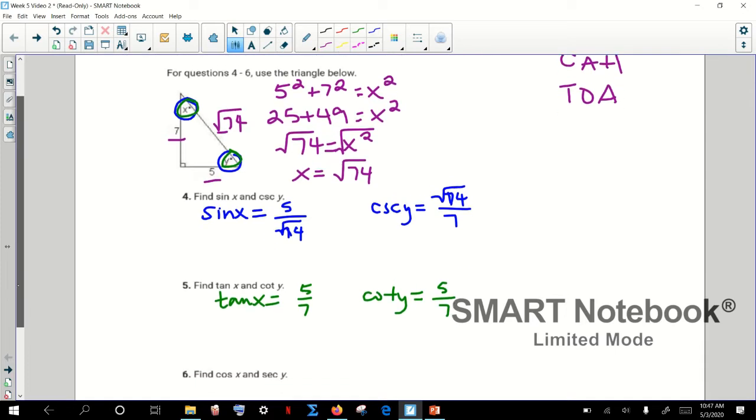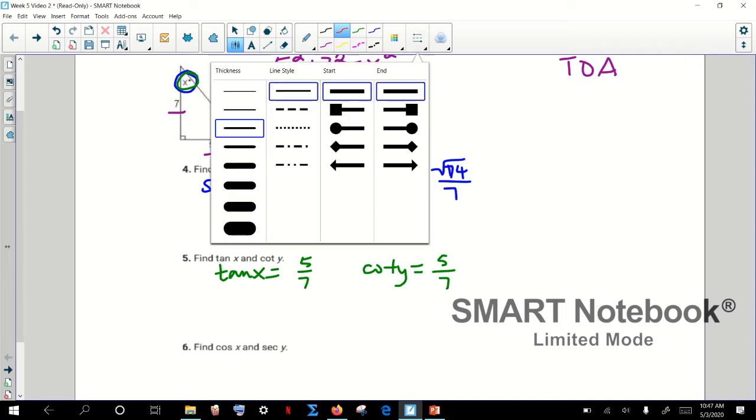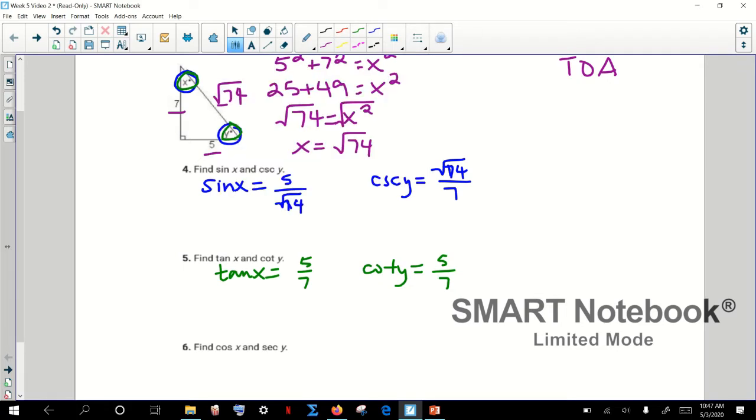Now let's go ahead and do our third and final example on this problem. We're going to find the cosine of x. Remember, cosine is adjacent over hypotenuse. So if we're looking at x, adjacent is 7. Hypotenuse is square root of 74.